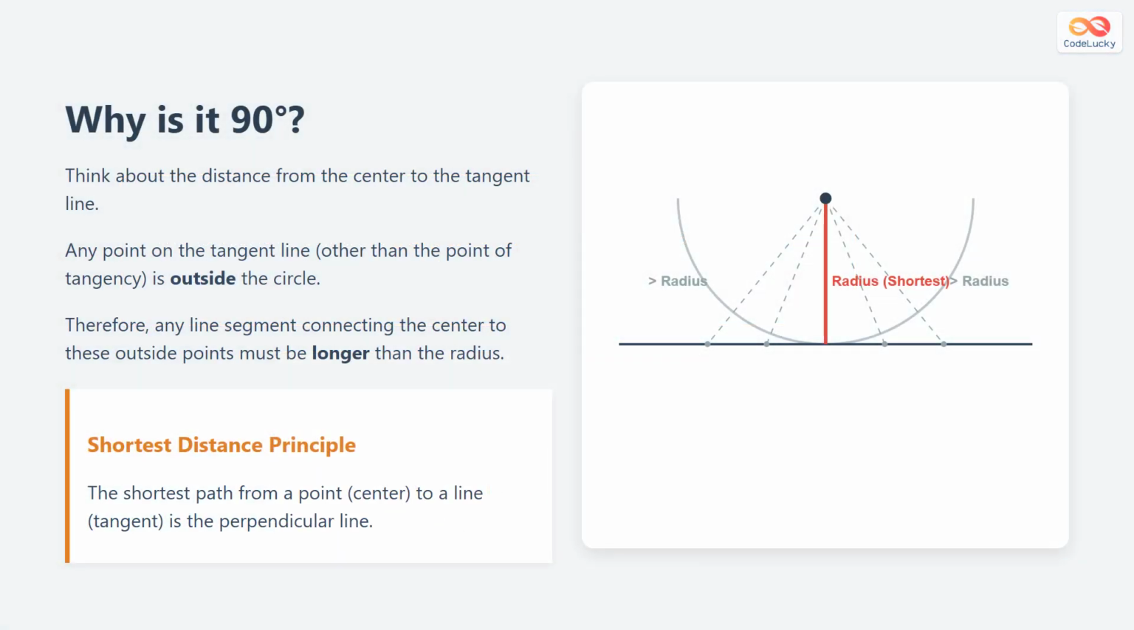Why is this true? Think about distance. The radius is the distance to the circle's edge. Any other point on that tangent line is farther away from the center than the radius. Since the perpendicular distance is always the shortest path from a point to a line, the radius must be perpendicular to the tangent.